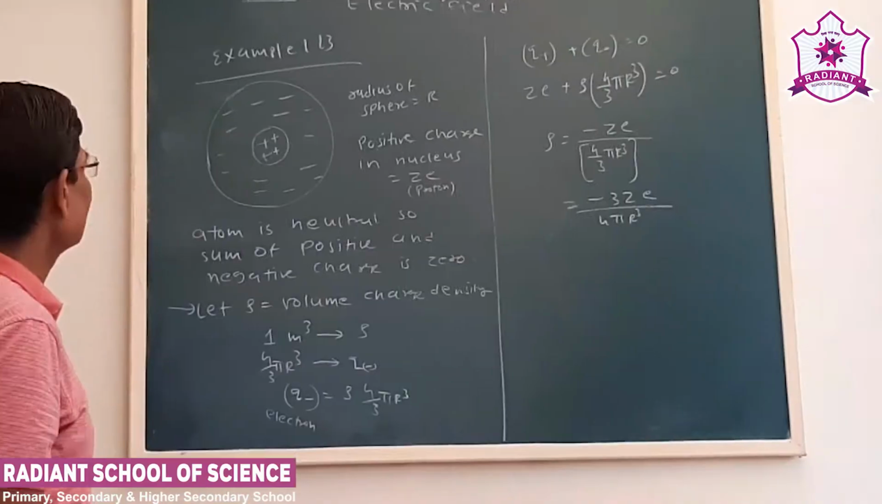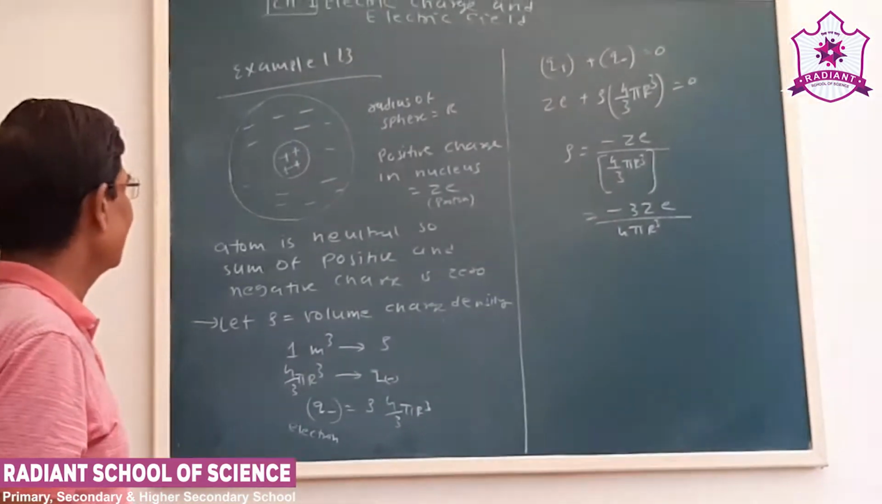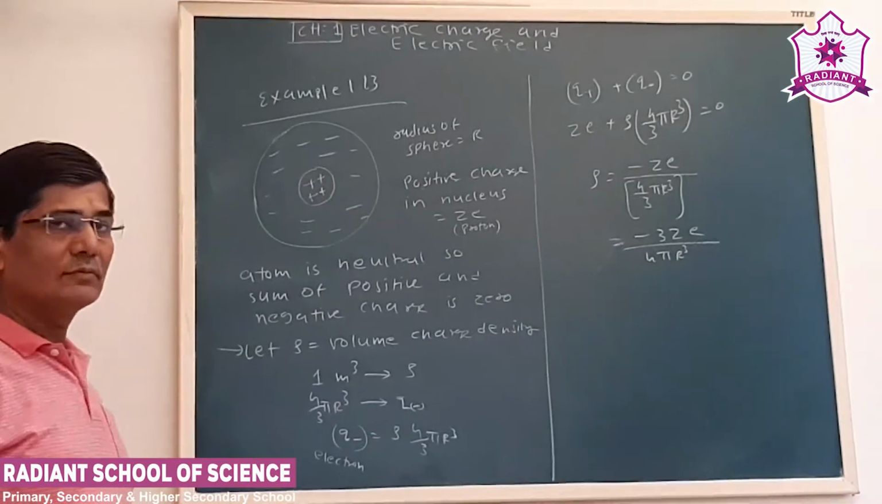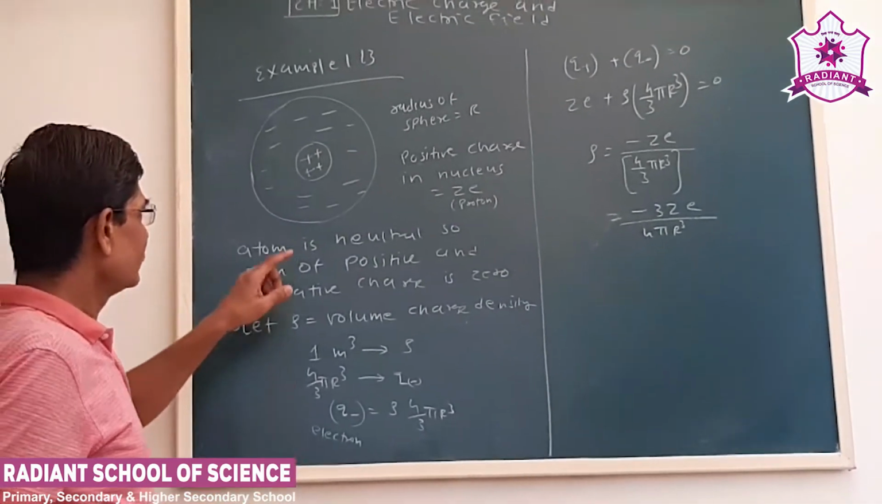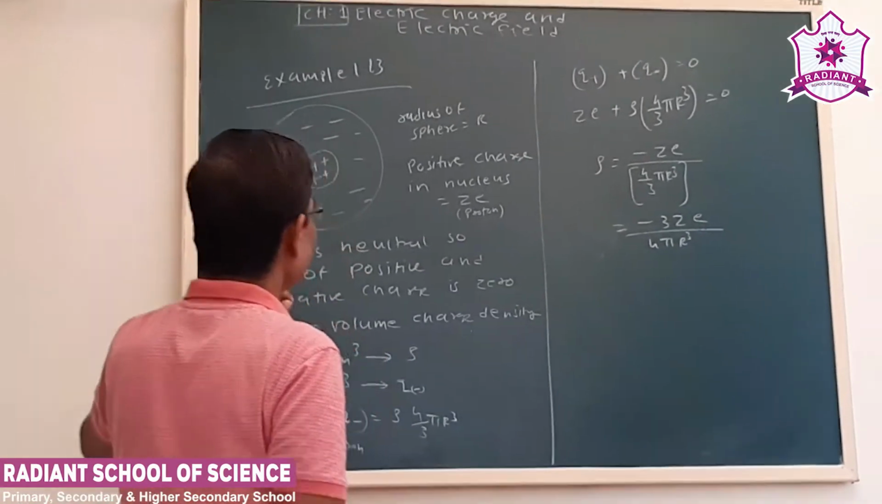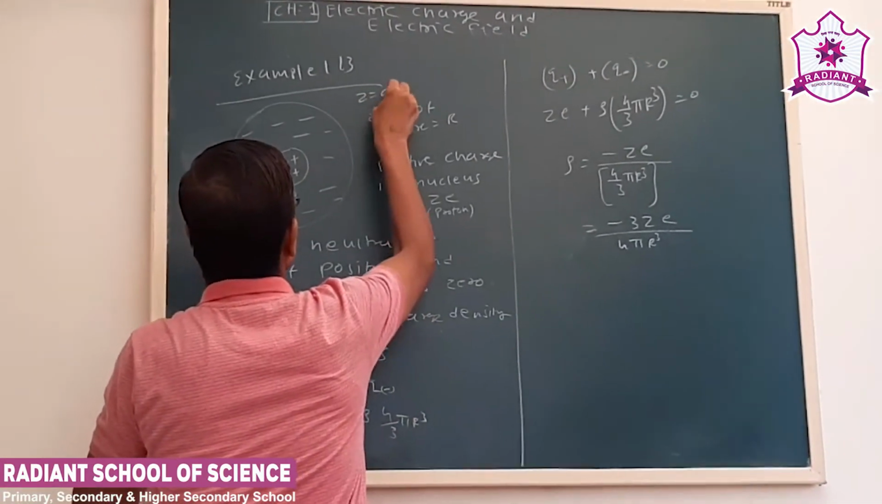Now see, next is our example 1.13. Now see, it says about the earlier model of the atom. Now we are familiar with the atom very well. See the positive charge in the nucleus. Let us say Z is the atomic number.